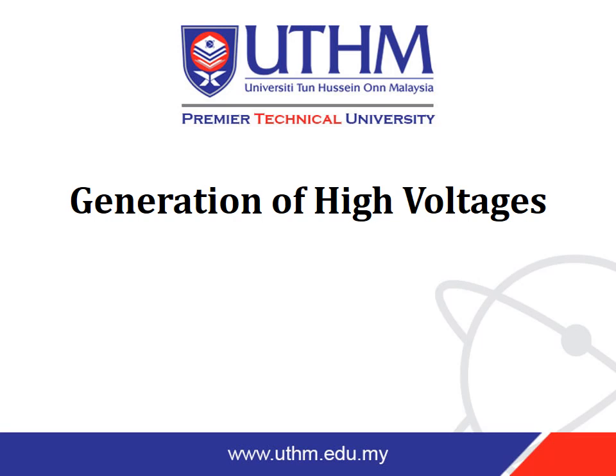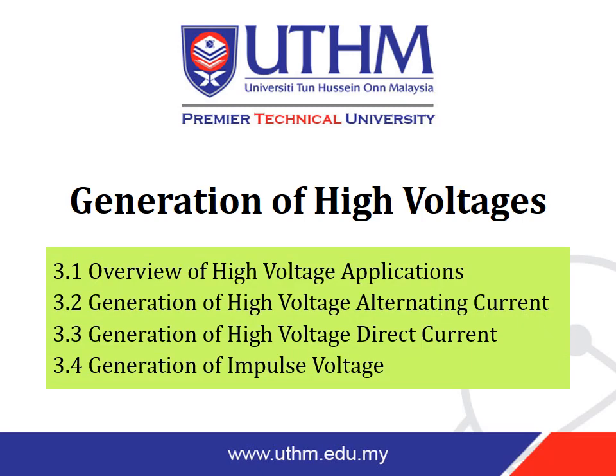Today we will discuss chapter 3, generation of high voltage. As we can see, there are 4 subtopics in this chapter. Basically, the first subtopic is just an introduction to this chapter. Therefore, I will skip this part. So, to make it short, we will start with subtopic 3.2, generation of high voltage alternating current, or can be called generation of HVAC.